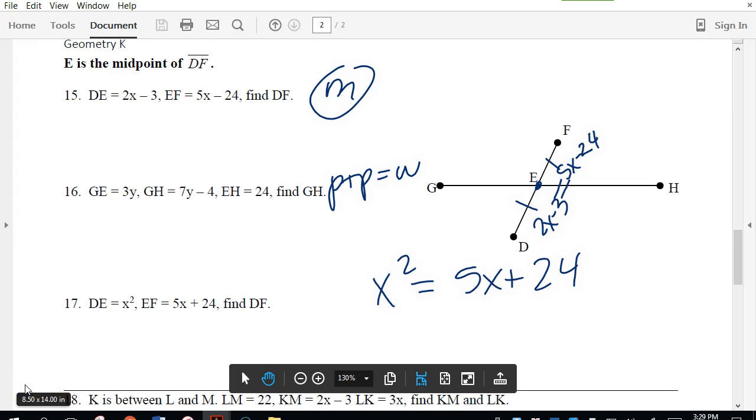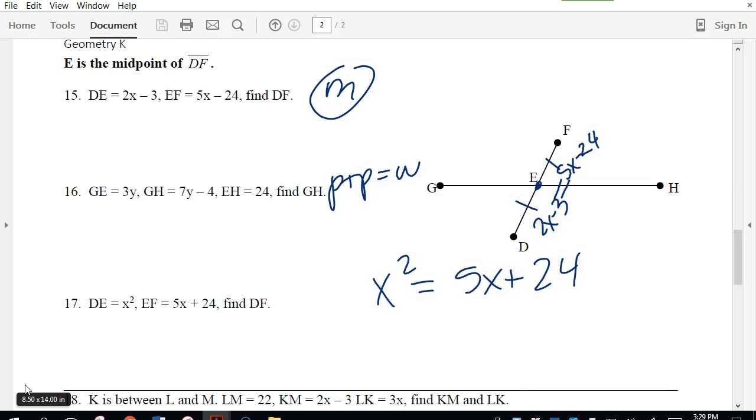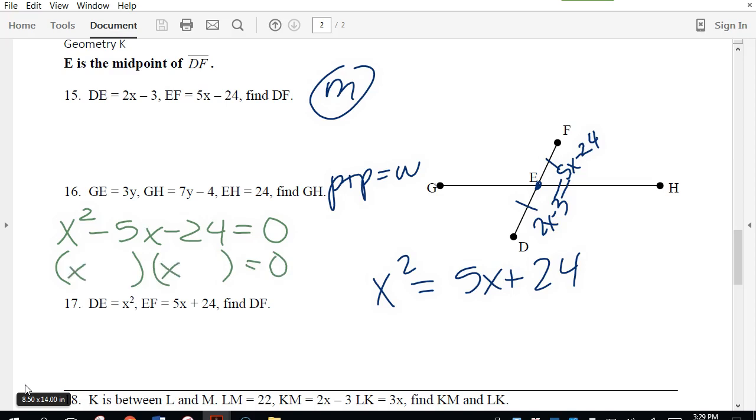Since E is the midpoint of DF, you set DE equal to EF. That's a quadratic. That's not linear. So we're going to bring everything over to the left. x squared minus 5x minus 24 equals 0. You can't just square root both sides, so we have to factor that. We need things that multiply to get 24. This is from algebra. So we've got 12 and 2, 8 and 3.